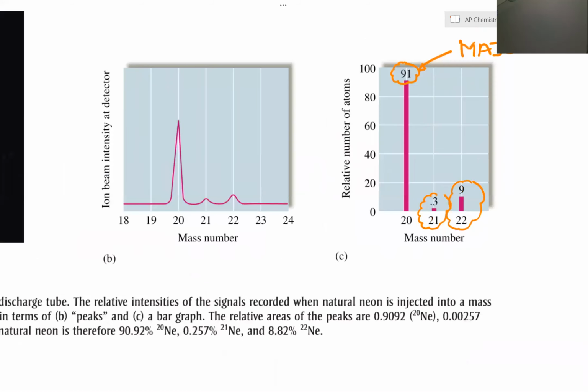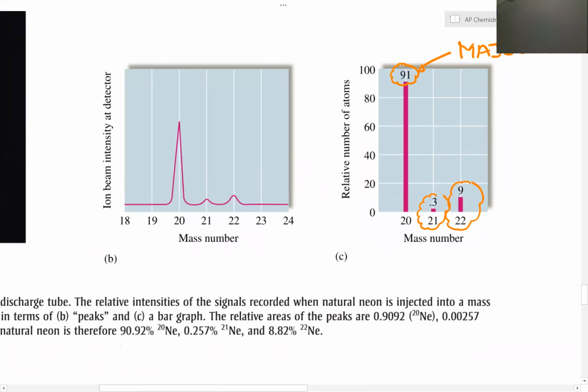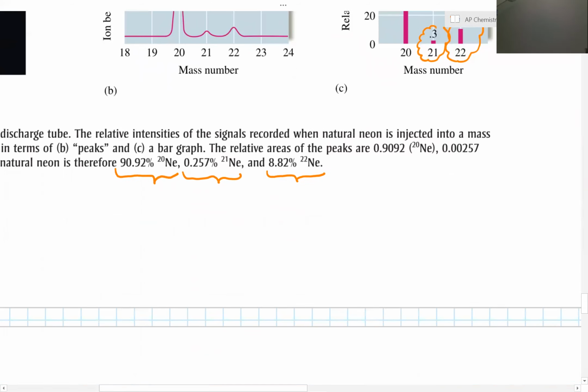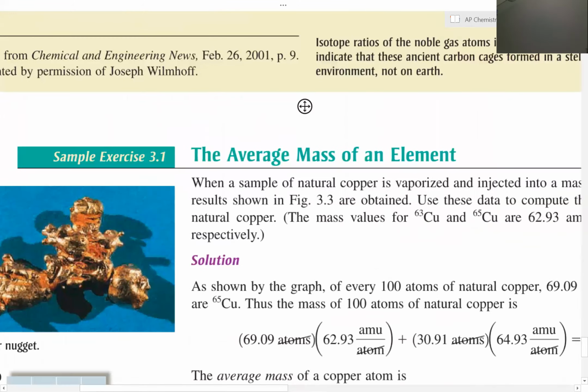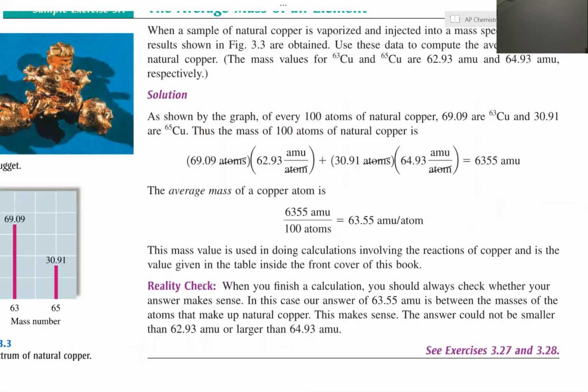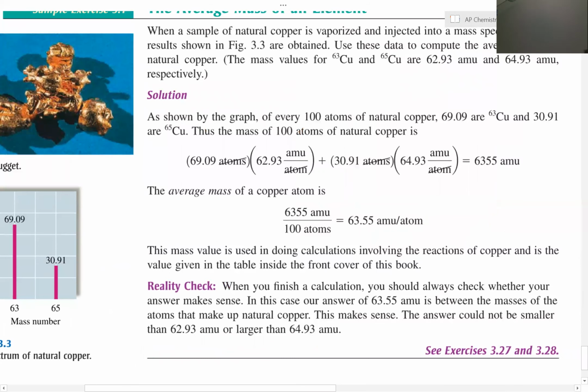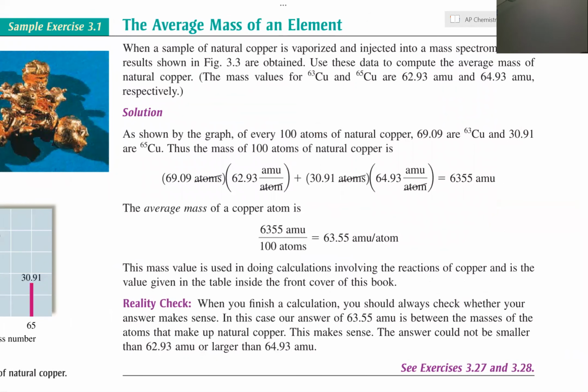If you look at this particular question, 90.9%, and so on and so on. Okay? And then using those numbers, you are then able to do the calculations where you multiply the mass times the relative abundance and so on.